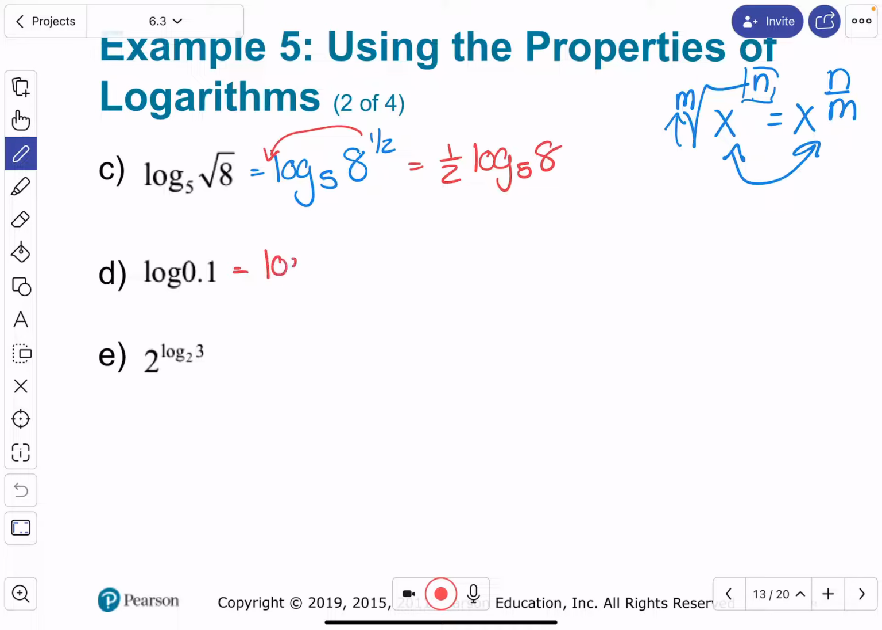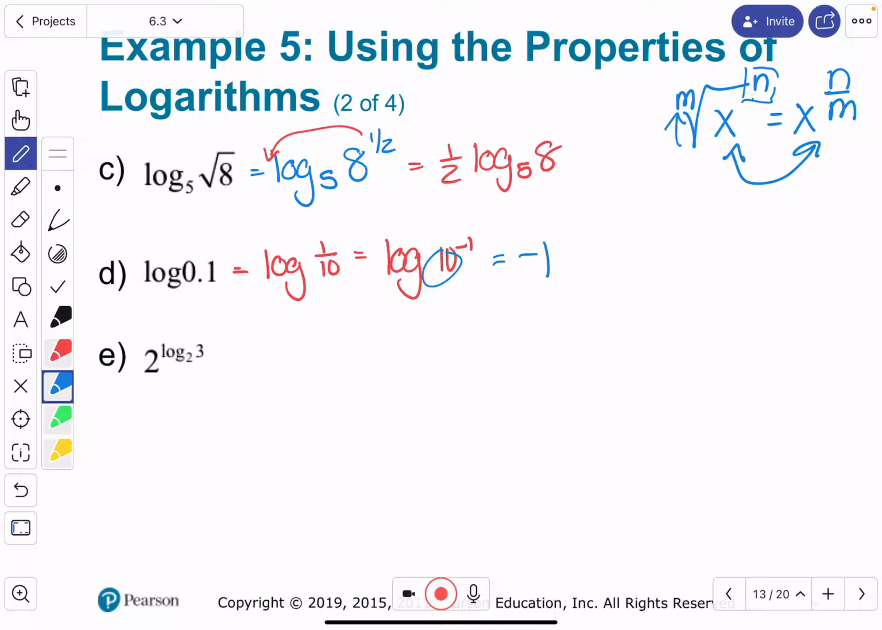Decimals we can rewrite as fractions. A fraction like this, it's the same as saying 10 to the -1. Here our bases are going to cancel, so this would just equal -1. And then if we look at this, our bases are going to cancel, so it would equal 3. So sometimes they're a lot more simple to rewrite than having to do it all out if you know those rules.